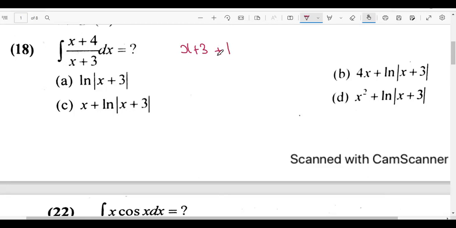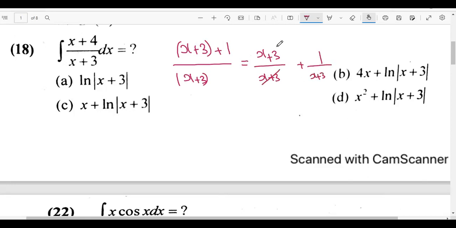It's no method, it's just simple logic that x plus 4 can be written this way, divided by x plus 3. Now I can divide this x plus 3 separately. I can write it as x plus 3 divided by x plus 3 plus 1 divided by x plus 3. The x plus 3 and x plus 3 cancel, which gives me 1. Finally, the simplified function is 1 plus 1 by x plus 3, and I was supposed to integrate it.